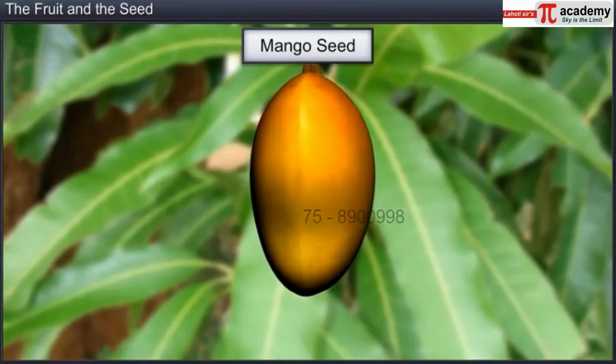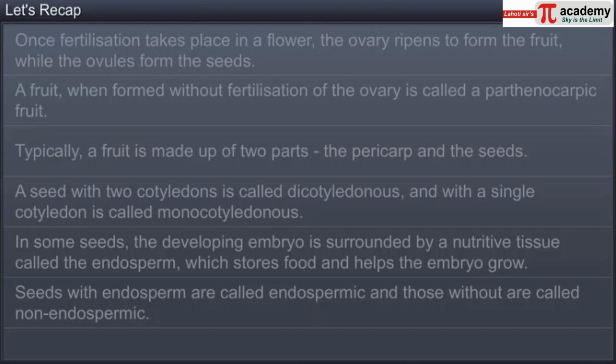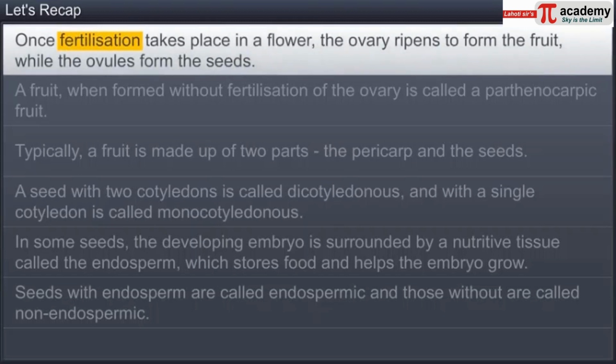Thus, seeds are formed from the ovules and help in reproduction, while a fruit is formed from the ovary and is the characteristic feature of flowering plants. You have now reached the end of this module. In this module, you learnt that once fertilization takes place in a flower, the ovary ripens to form the fruit, while the ovules form the seeds.